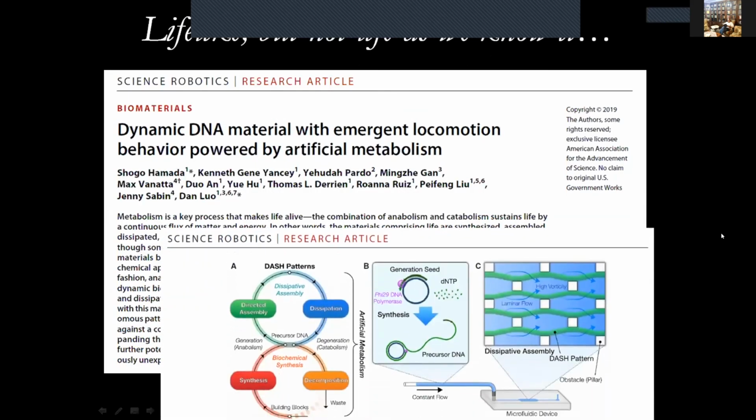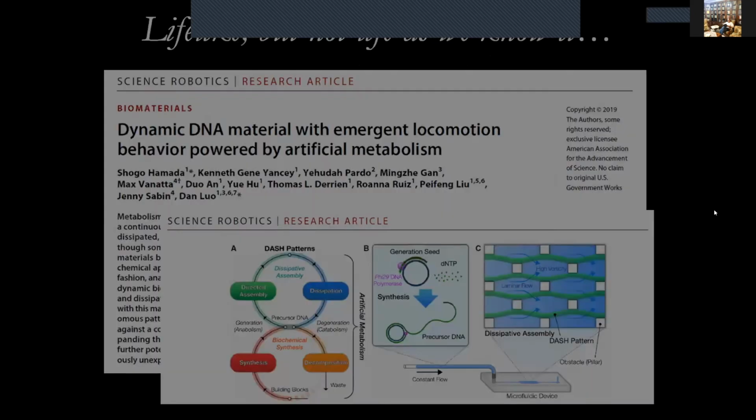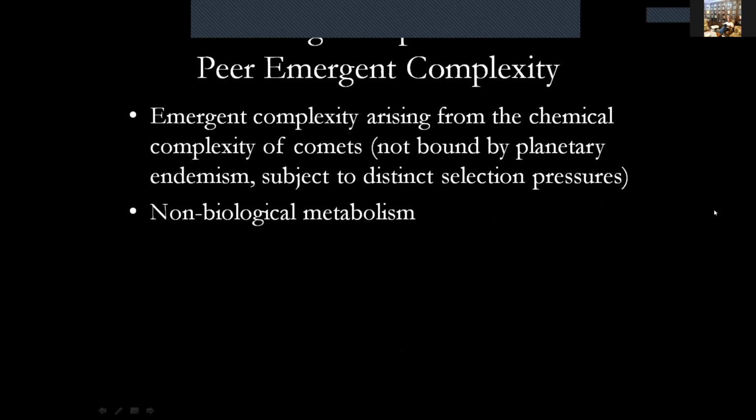There was a paper that came out in 2019 about researchers who created an artificial material that had locomotion behavior and apparently metabolism. So it's not life, but it's like life in some respects. So it represents one of those points in the parameter space of life that I showed earlier with the Venn diagram of seven different properties of life. So say we have this cometary chemical complexity with some non-biological metabolism.